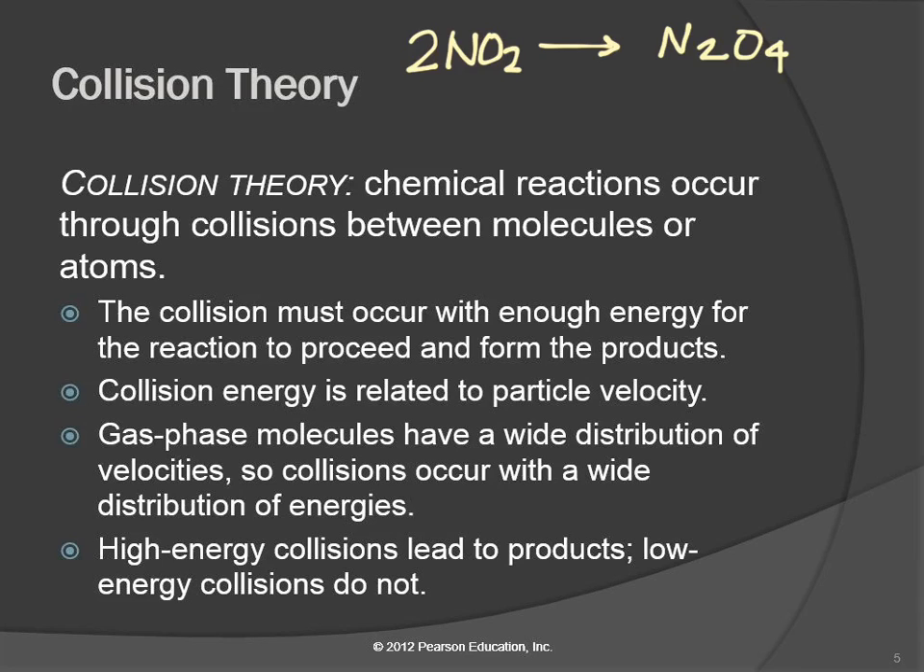You can say the average income is, I don't know, $50,000 or something. Does that mean everybody earns the same? No, there's people higher, people lower. So in any gas mixture, you have higher energy particles and lower energy particles. So then the collisions also happen with a distribution of energy. Some of the collisions are high energy, some are low energy. High energy collisions lead to products, low energy collisions do not.